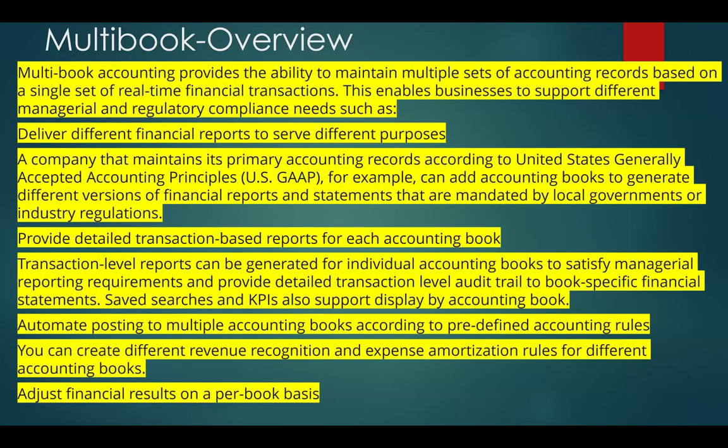Starting with the multi-book overview, multi-book accounting is an advanced feature in NetSuite that provides a parallel book with respect to the primary book, for a single real-time transaction. So this basically provides multiple accounting systems for one subsidiary as well as multiple subsidiaries. This feature supports and helps run parallel accounting. For example, if you have a primary subsidiary, regulatory as well as managerial books can run in addition to the primary book.